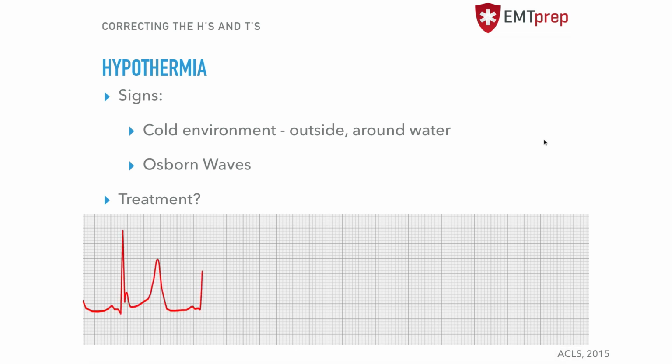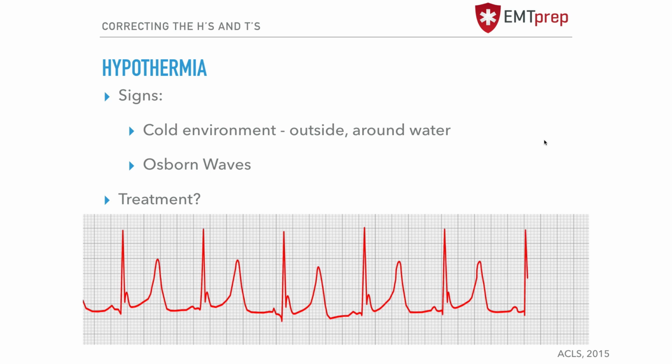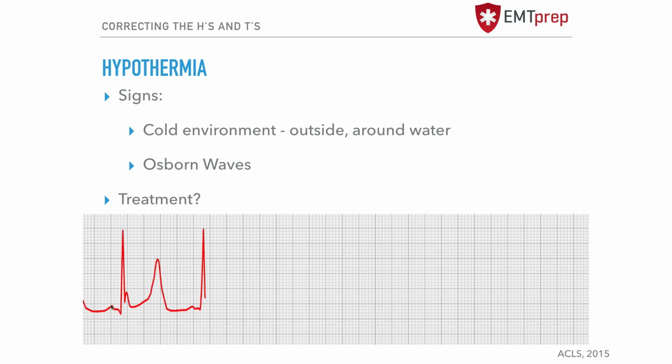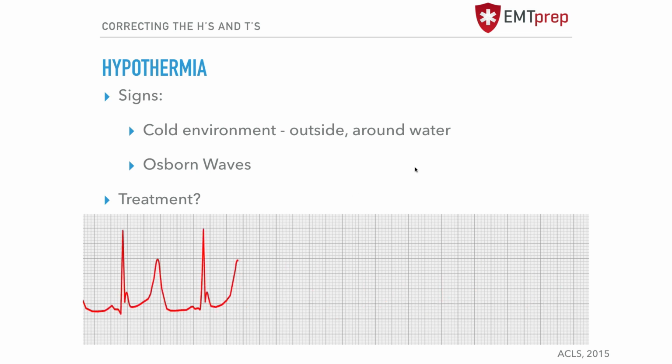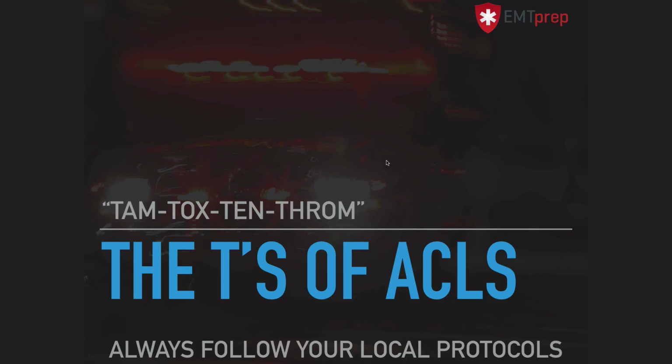But one of the things we're looking for on the ECG with hypothermia is what's called Osborne waves, and those are these little bumps here at the end of the QRS. So the treatment for this is, like we mentioned, get them out of the environment, give them some dry, clean blankets to keep them warm, and do that in a controlled manner so that we're not doing it too quickly.